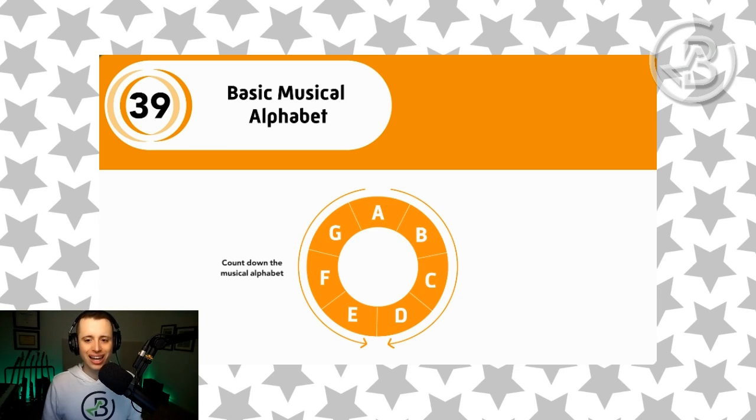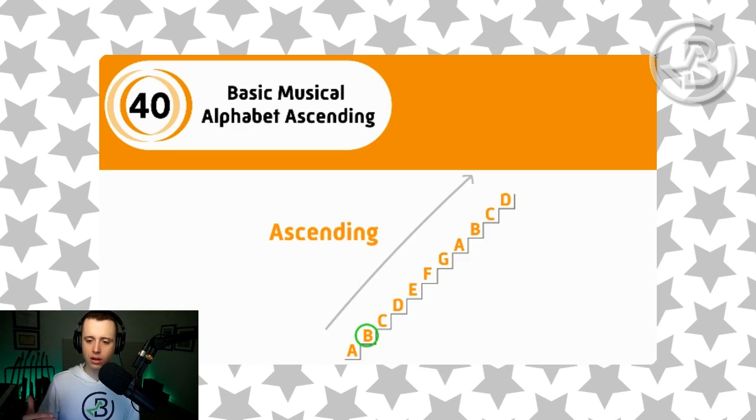Now, we're going to look at two more examples of the basic musical alphabet. This time, instead of imagining it as a circle, we're going to imagine it as a staircase going from low to high, and not necessarily starting on A, because remember, we can start the basic musical alphabet on any letter and go up. We can start on any letter and go down. This is example 40. So low, going up. And see, after G, where do we go to? A. And then the basic musical alphabet starts again.